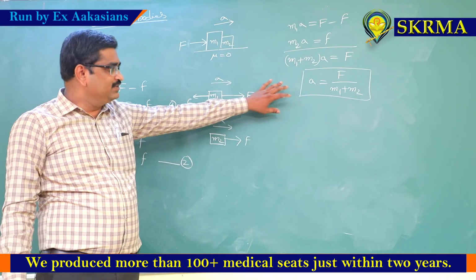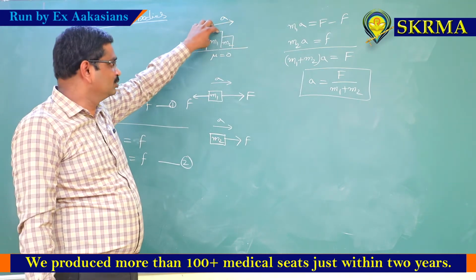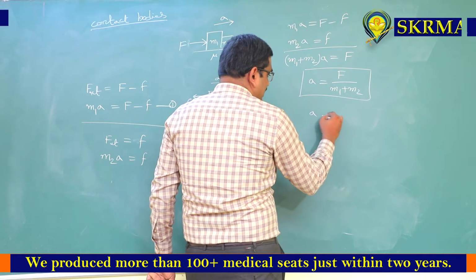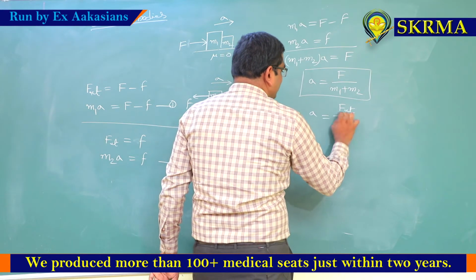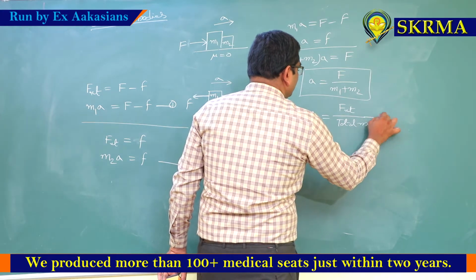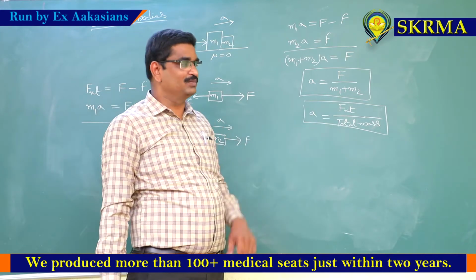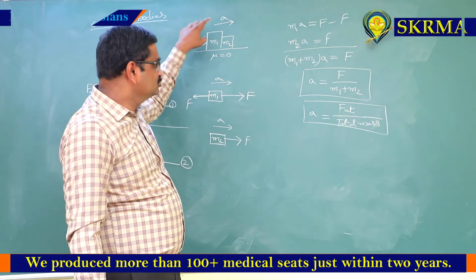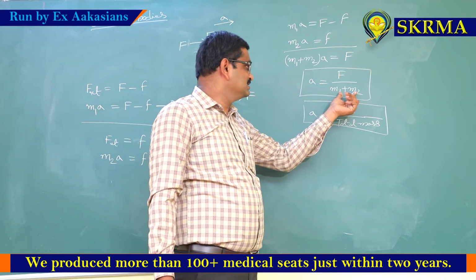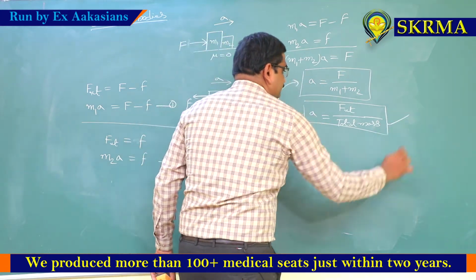Or we can write this equation directly also. How many objects are there? Two objects, masses M1, M2. So what is the total force? F. From Newton's second law we can write F net by total mass. To write directly, we can use this formula: acceleration equal to net force by total mass. Here net force on these two blocks is F only. What is the total mass? M1 plus M2 is the total mass. So we can write directly by using this equation.